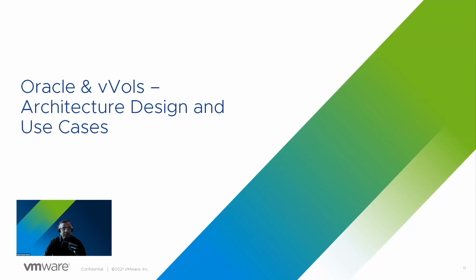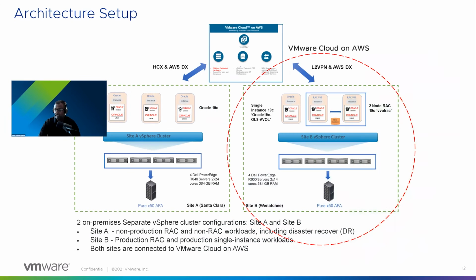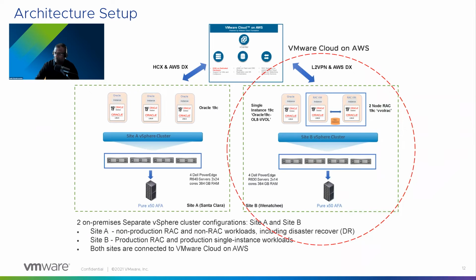All right. So moving on to the Oracle and vVol discussion here today, let's have a look at the architecture design, and we'll talk about one of the use cases. This solution focuses on virtual volumes, and we will examine the on-premises site B, which is the site to the right of the screen here, for a traditional Oracle single instance and even Oracle RAC setup.